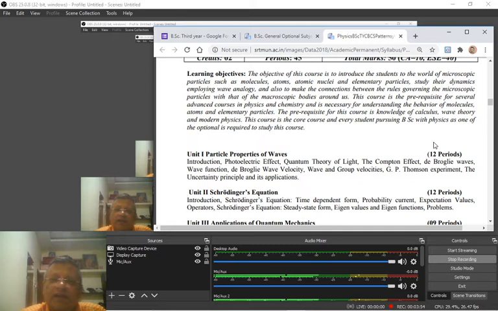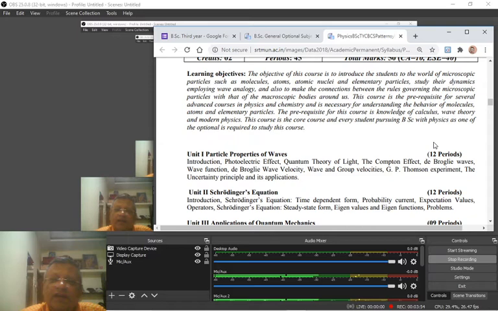The first unit has the title particle properties of waves. This unit consists of the following points. First point is the introduction. In the introduction, we consider how quantum mechanics developed. Then we have the photoelectric effect. Then we have the quantum theory of light. Then the Compton effect, de Broglie's waves.